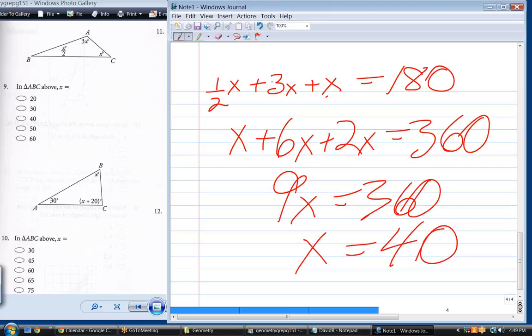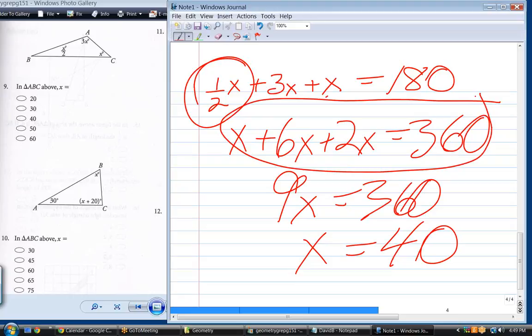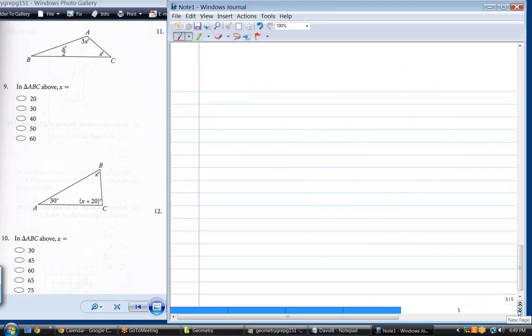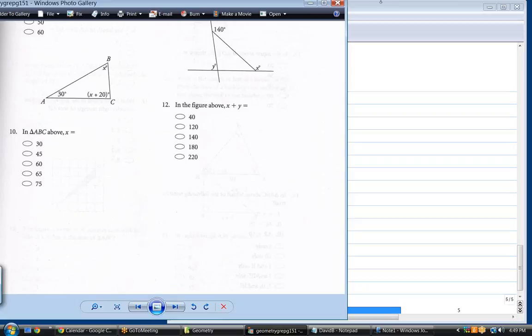A lot of times, if you have fractions in an equation and you don't want to deal with them, then immediately multiply by whatever the denominator is and multiply every term. You've eliminated all the fractions with that first step. And number 10?